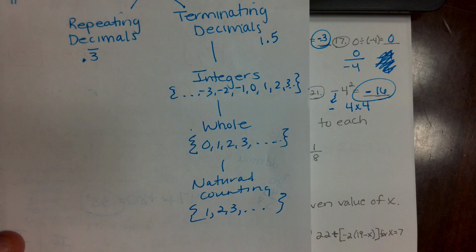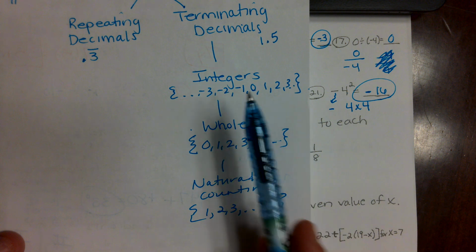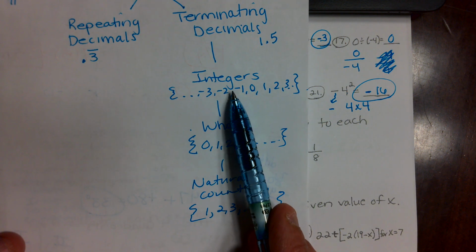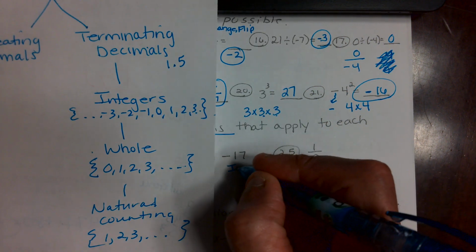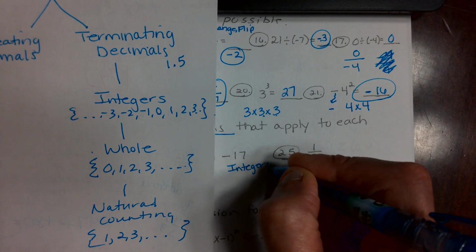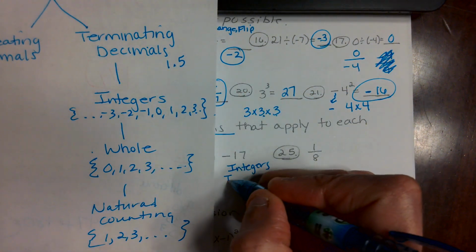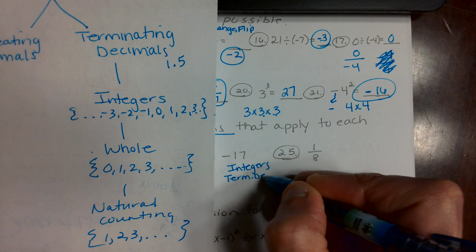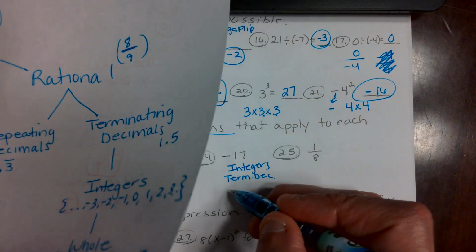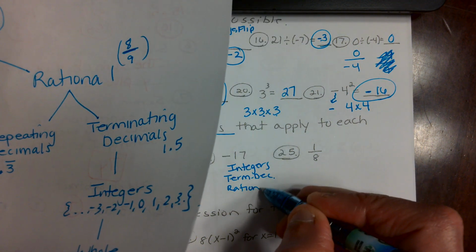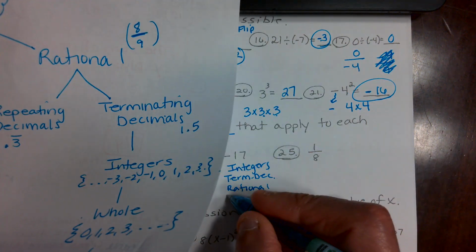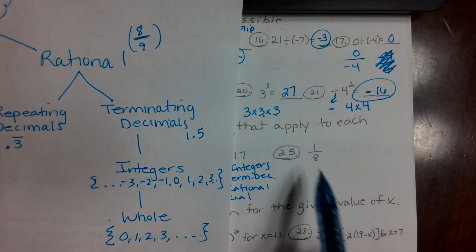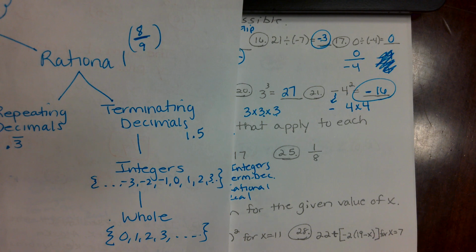Negative 17. How far down do we find the negative 17? Where would that fall in? Boom. Integers. So I'm going to write integers and then everything above it. Terminating decimal. And rational. And real. And lastly, we have 1/8.